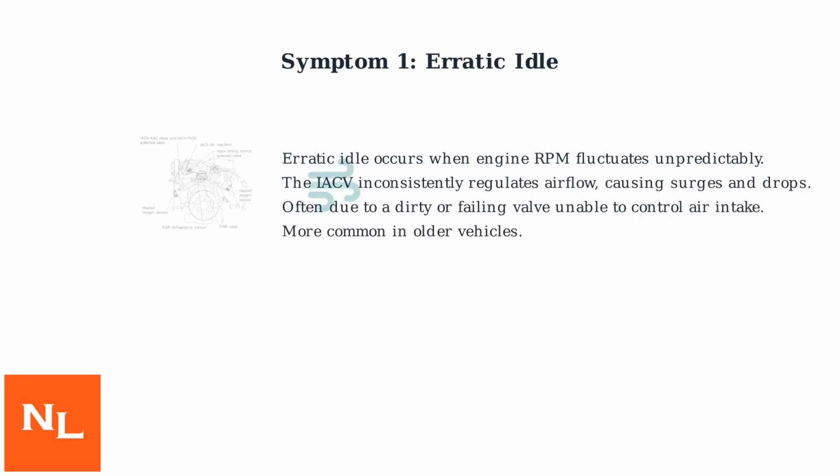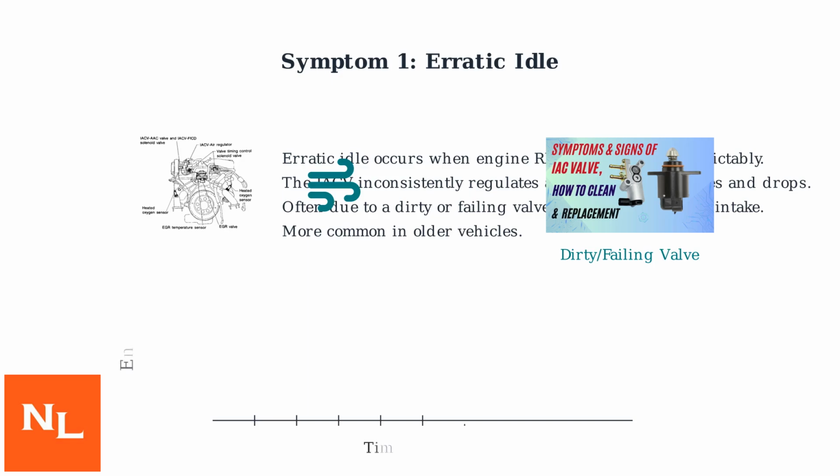Erratic idle is when your engine RPM fluctuates unpredictably. This happens because the IACV is inconsistently regulating airflow, causing the engine speed to surge and drop. This is often due to a dirty or failing valve that can't properly control the air intake. This is more common in older vehicles.